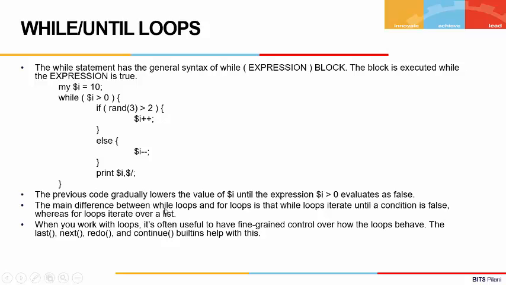The main difference between the while loop and the for loop is that the while loop iterates until a condition is false. It will repeatedly execute until the condition is false. Whereas the for loop iterates over the list, as we have seen in the previous example. It will iterate over the list of those values and execute the loop repeatedly.